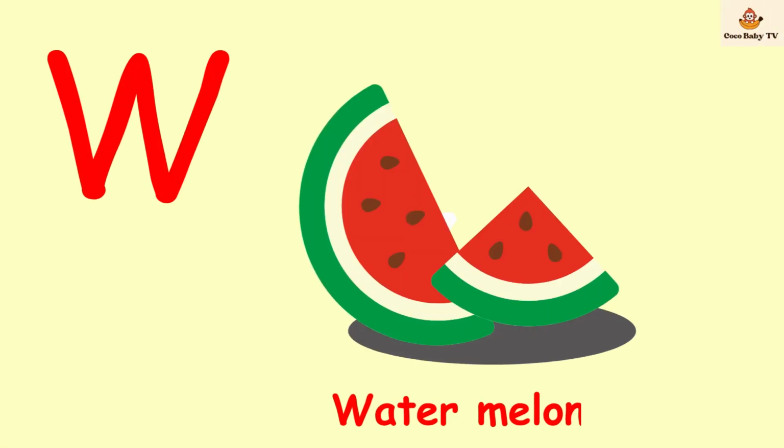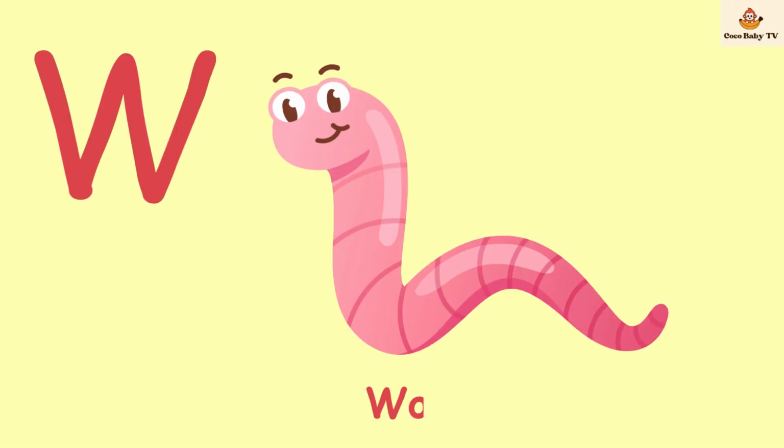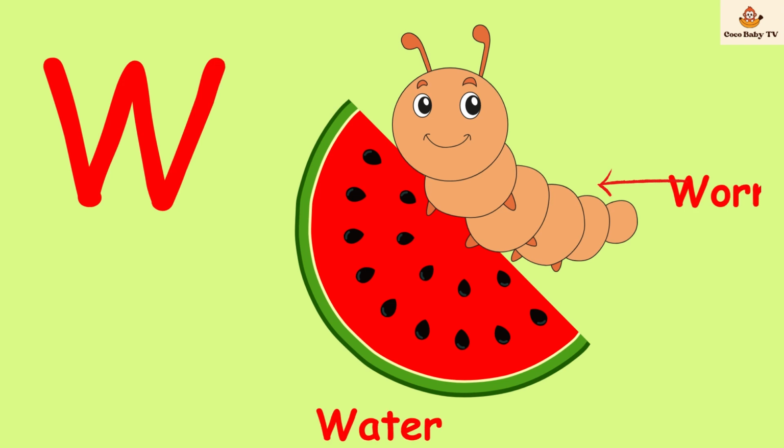W is for watermelon. W is for warm. W is for watermelon. W is for worm. A worm eats a watermelon.